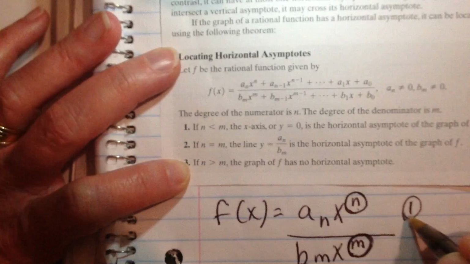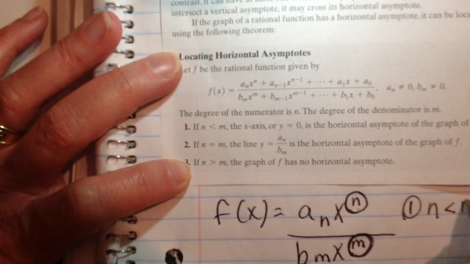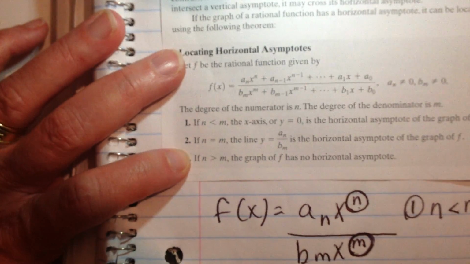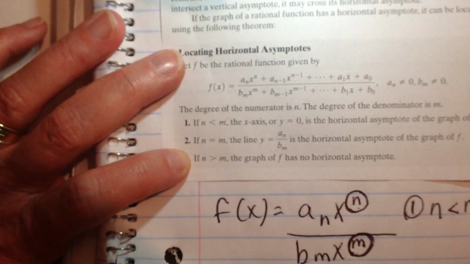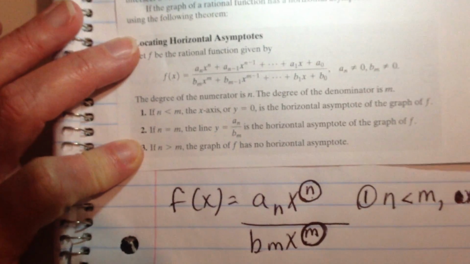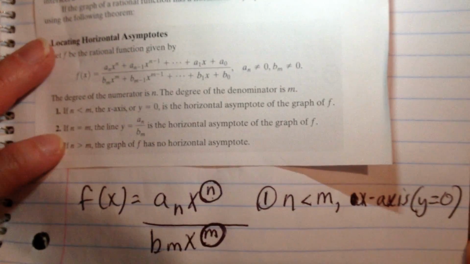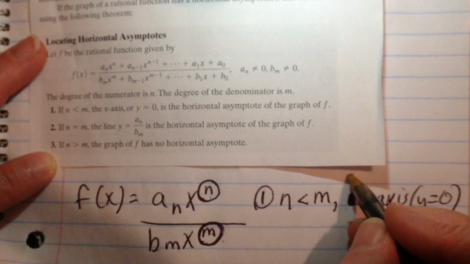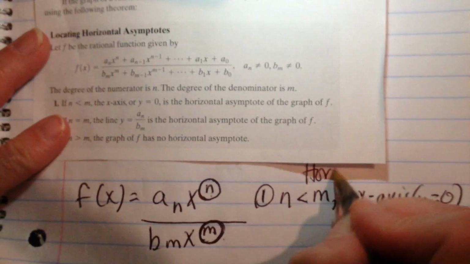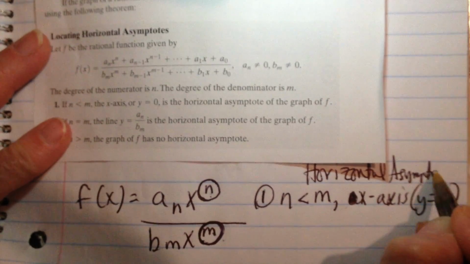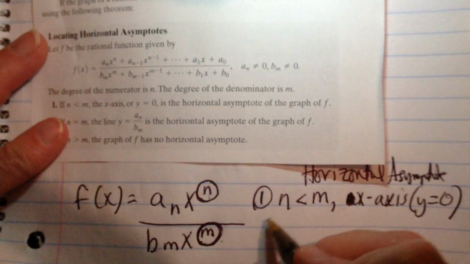Number 1 says, if n is less than m, then the horizontal asymptote is the x-axis. And we know the x-axis to be y equals 0. So if n is less than m, then your horizontal asymptote is the x-axis, which is y equals 0.